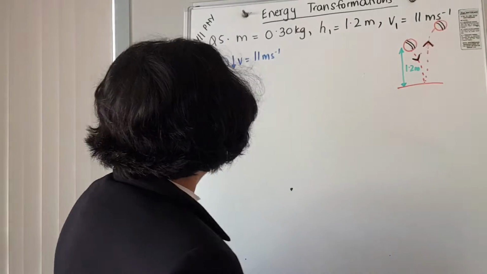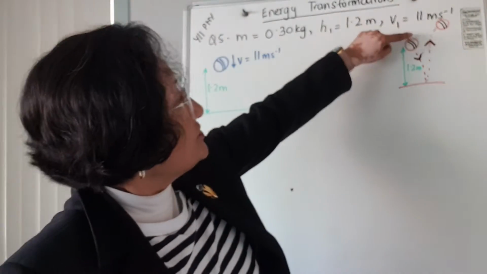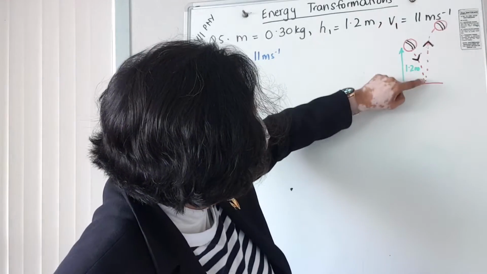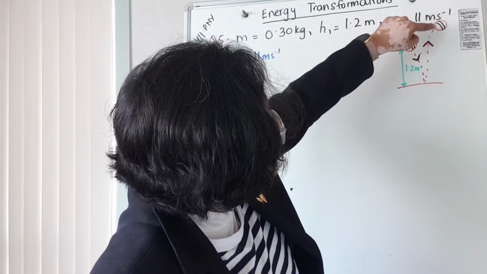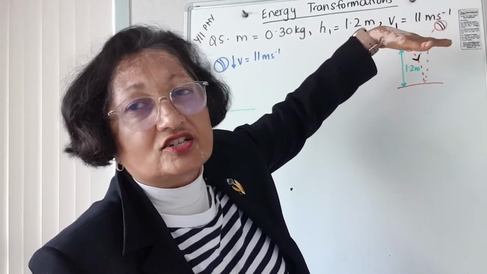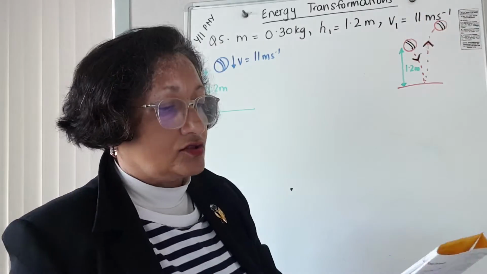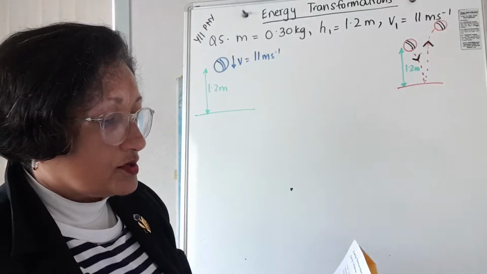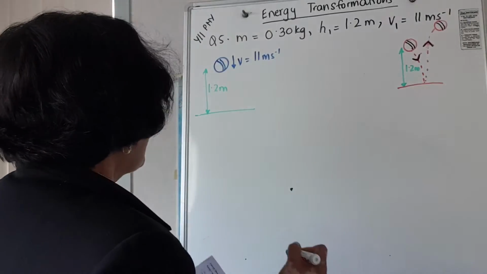So what do we have to do first? So this is what happens. She drops the ball with an initial velocity as well as height, and it reaches the ground and it bounces above the height that you actually threw it from. So that is the concept. So calculate the kinetic energy of the ball the instant it leaves her hand.